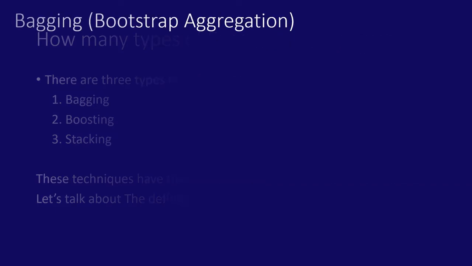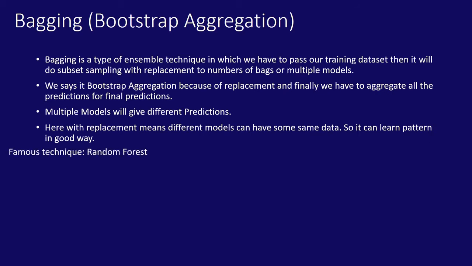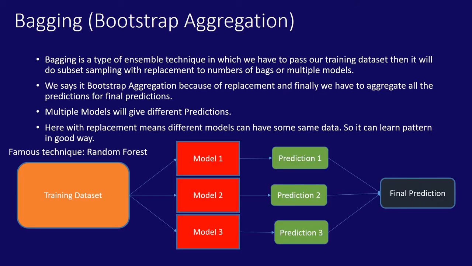Bagging is a type of Ensemble technique in which we pass our training dataset, then it will do subset sampling with replacement to a number of bags or multiple models. We call it bootstrap aggregation because of replacement, and finally we have to aggregate all the predictions for the final prediction. Multiple models will give different predictions. Here, with replacement means different models can have some same data, so it can learn patterns in a good way. The most famous bagging technique is random forest.